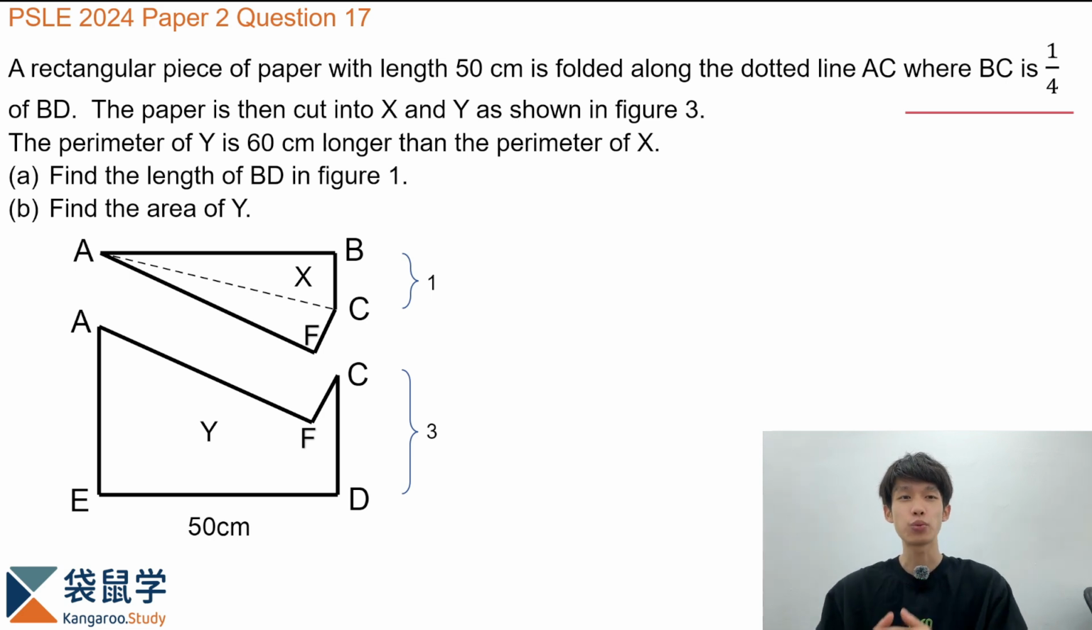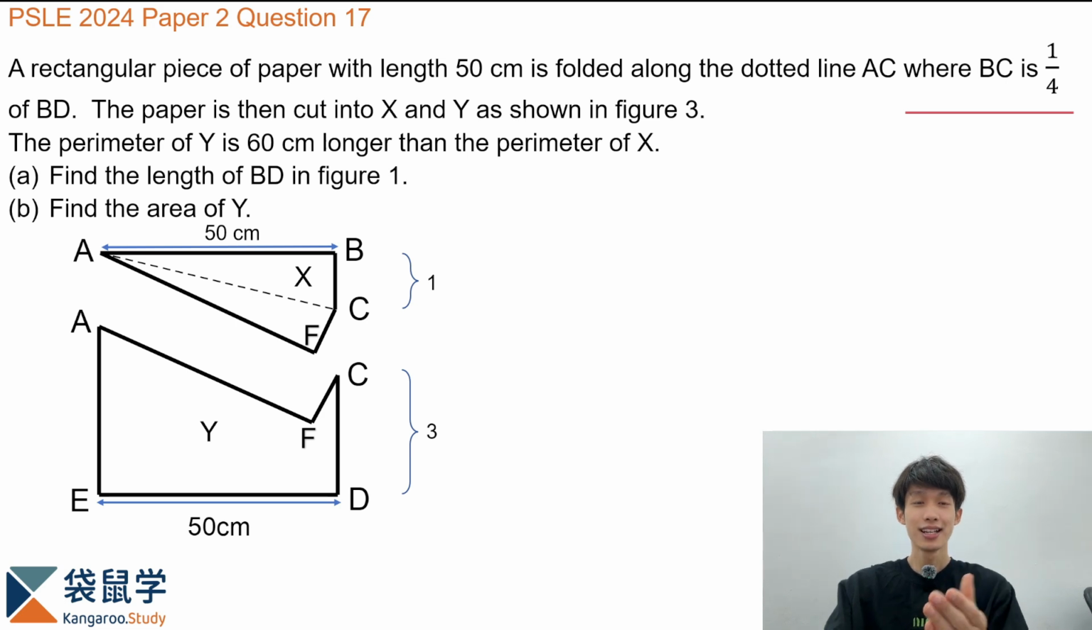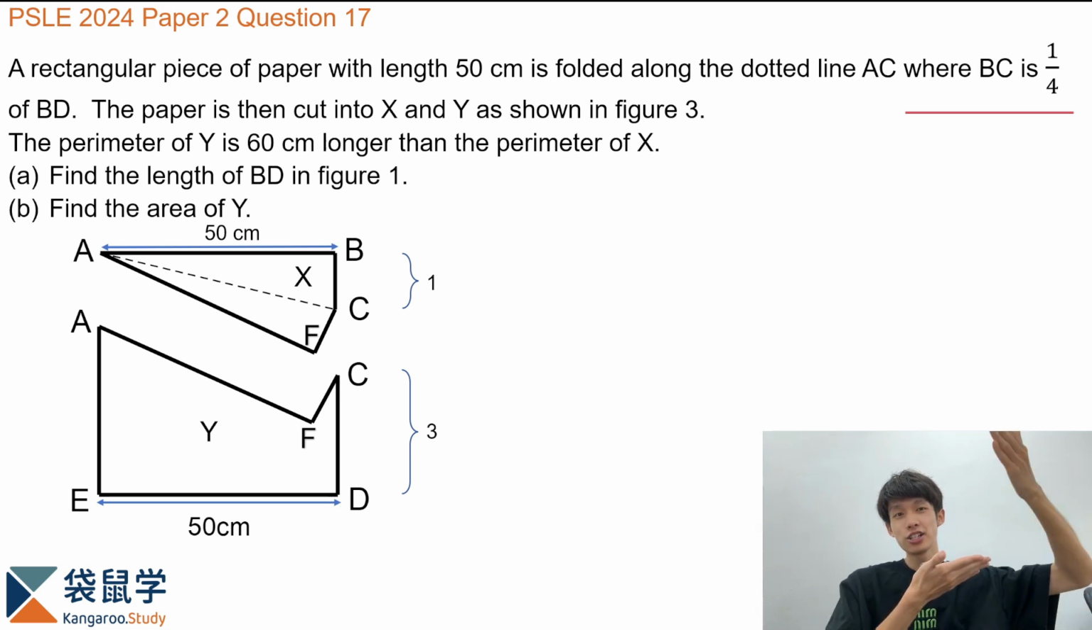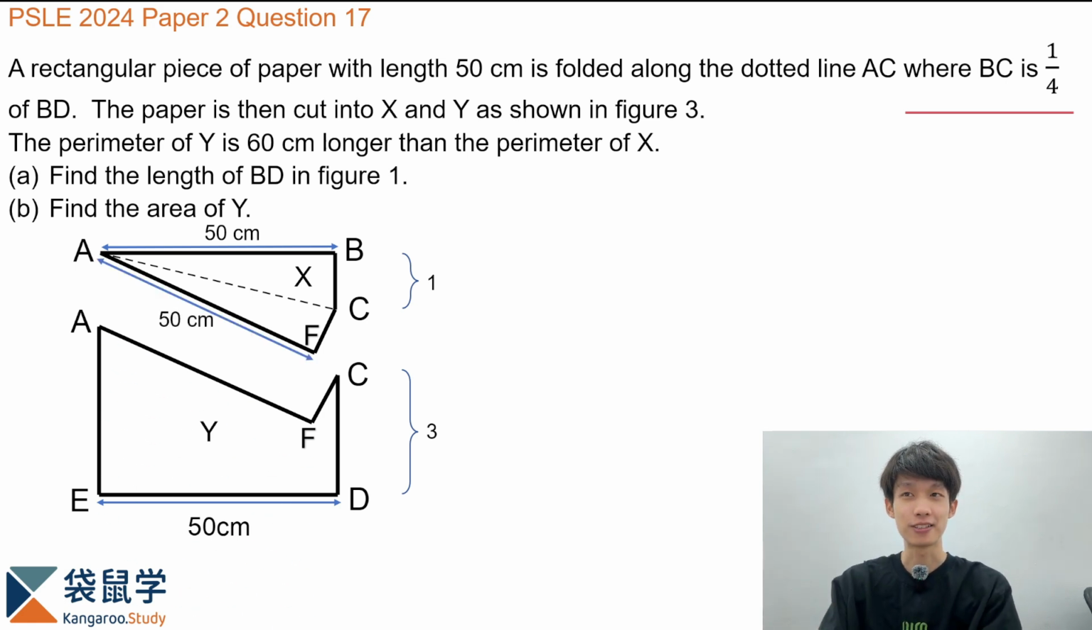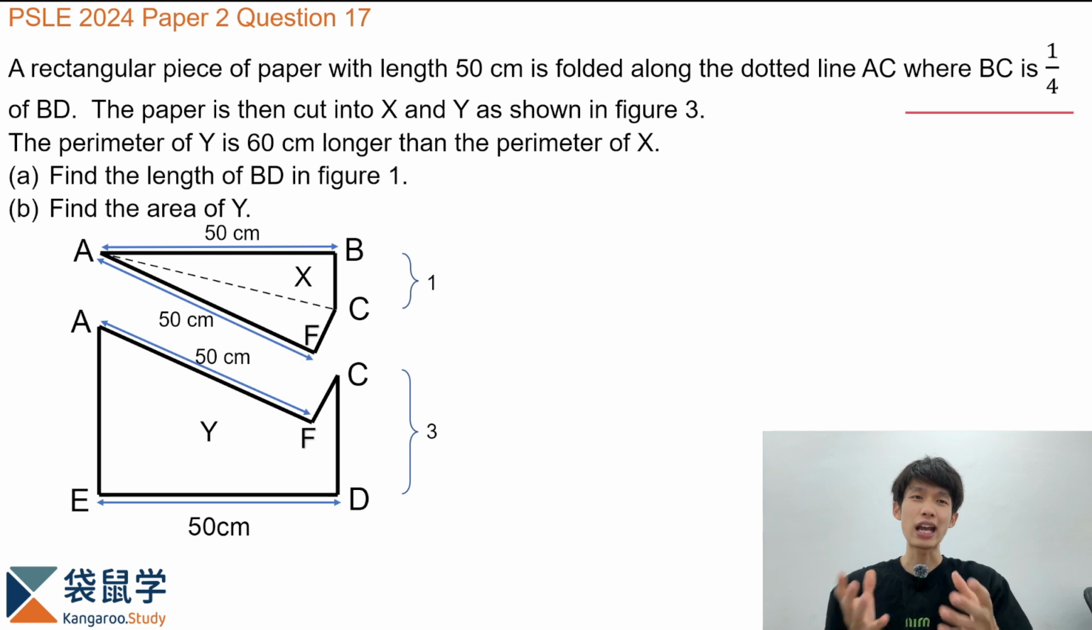And next, what length do we know? Is there any actual length we know? Yes, we know the paper was length 50 cm, so that means ED is 50 cm and also AB is 50 cm. But what else? The paper is folding, so AB after folding became what length? AF. So what should be the length of AF? Yes, 50 centimeters. And we have another 50 centimeters. So how about the rest of the length? We actually don't know its value now, but we can still represent it.